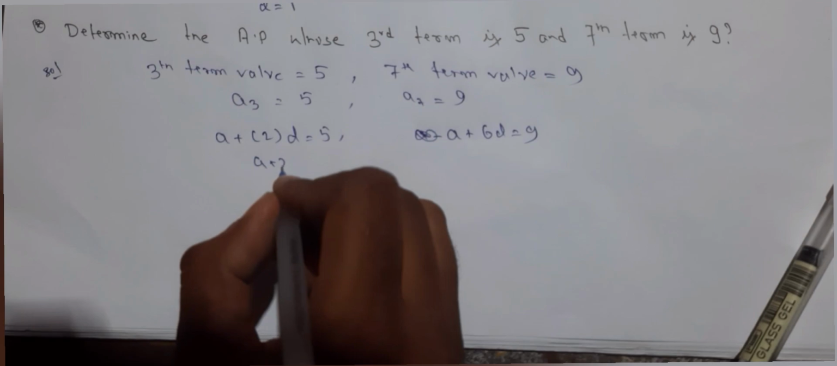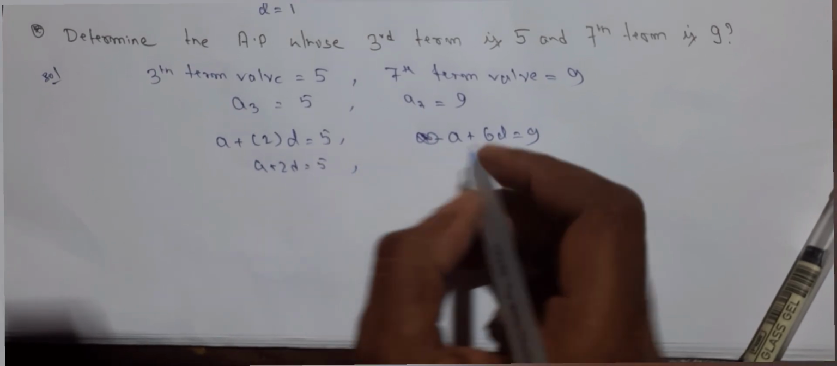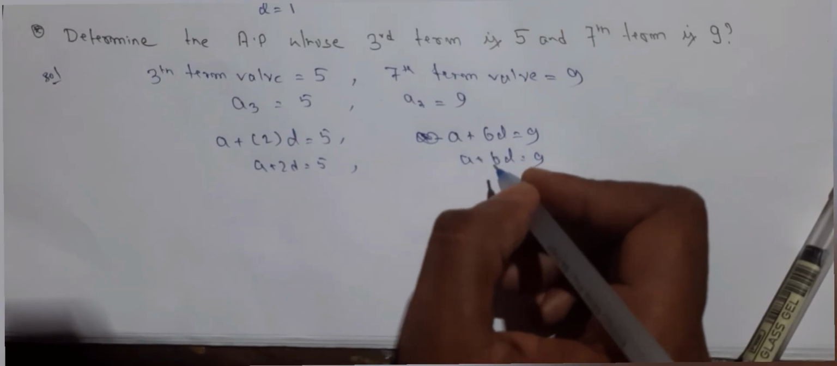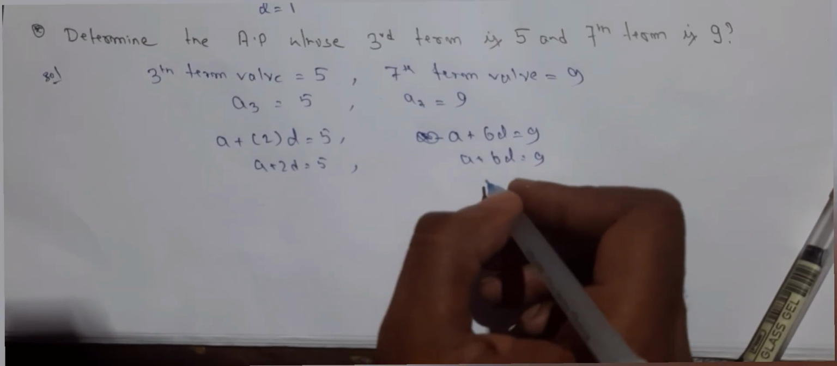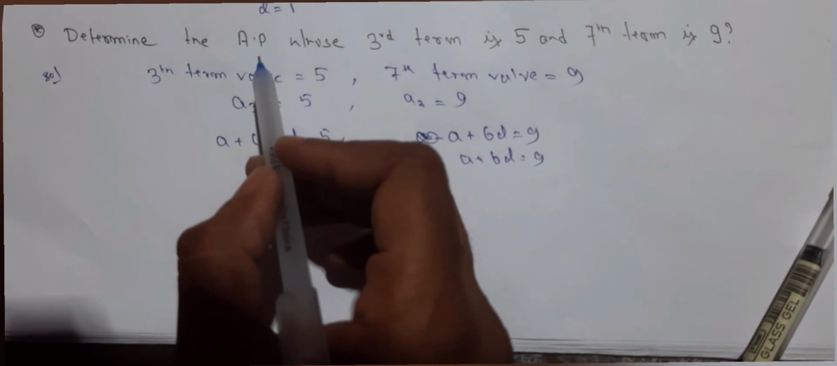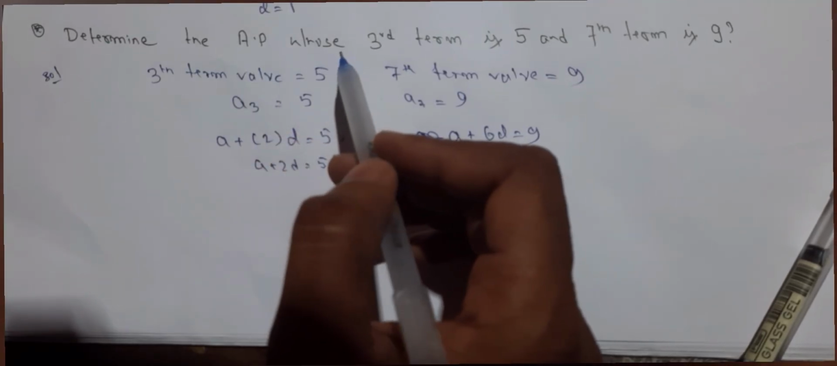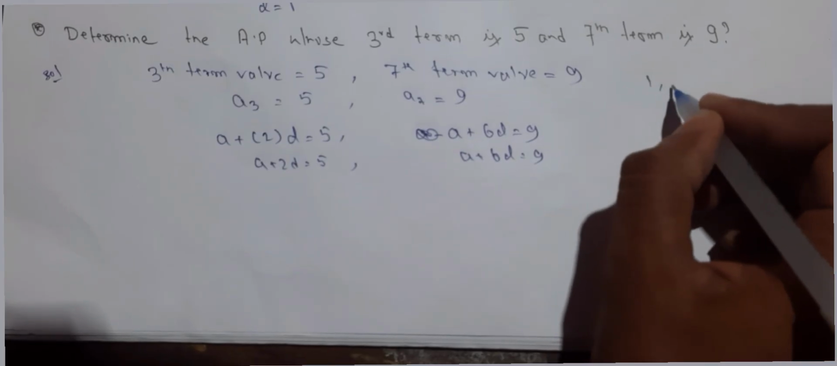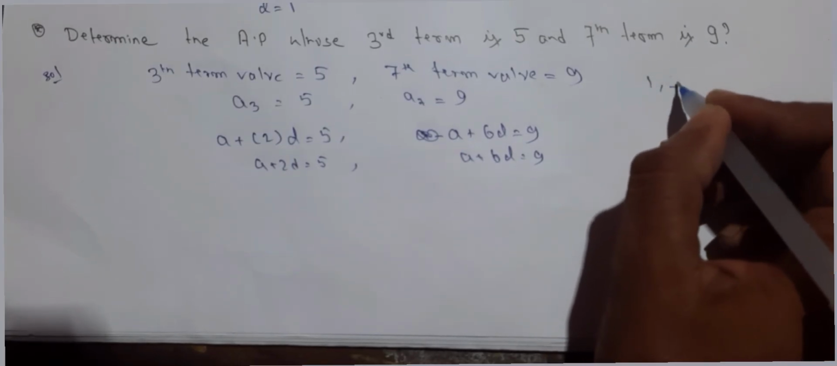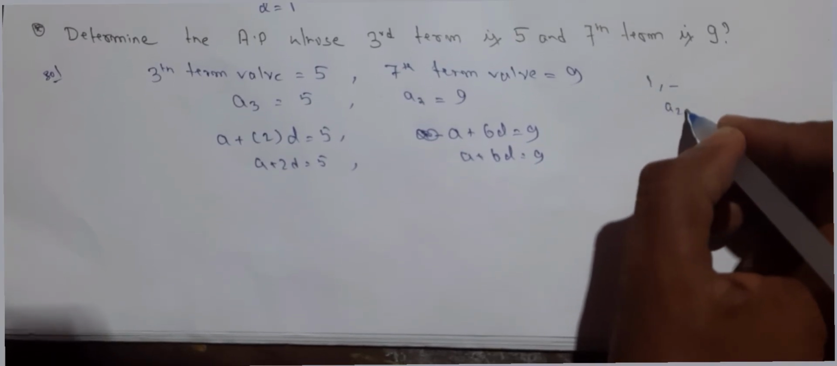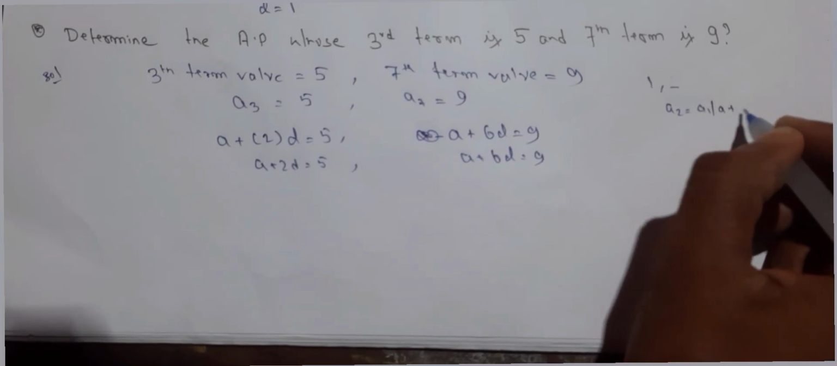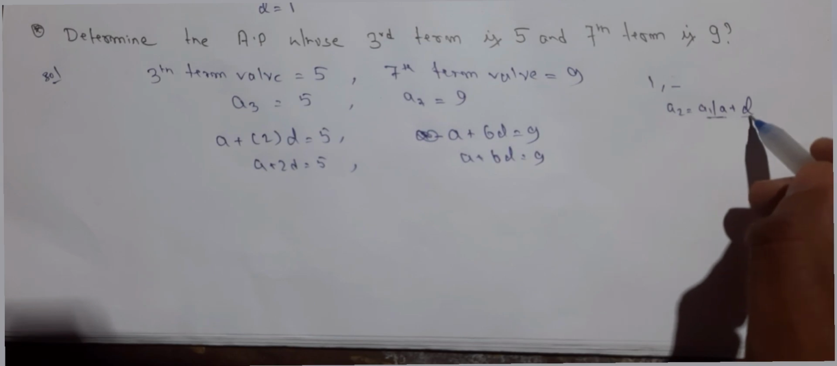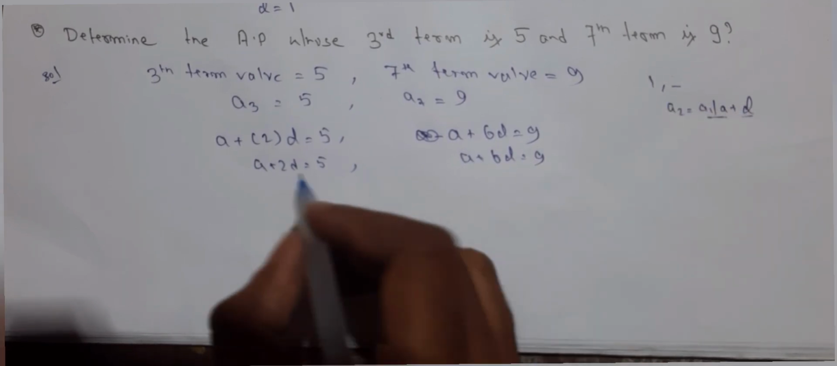So a plus 2d is equal to 5, whereas a plus 6d is equal to 9. Is this clear up to here? Yes, it's very clear, sir. Now what do I have to find out? I have to find out the AP series. For that I need the a value as well as the d value. For example, if I have the first value a1, how do I get the next value? a2 is equal to a1 plus d. We know this one. So for that we need the a value and d value, then I will get the series.